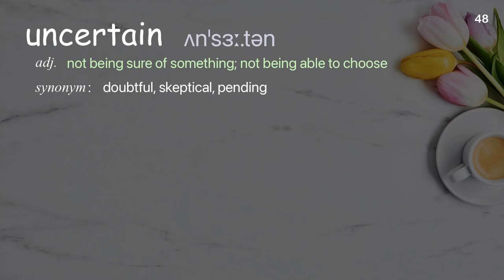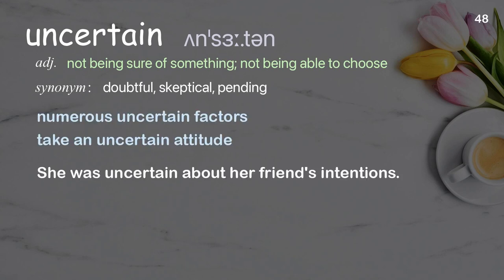Uncertain: not being sure of something, not being able to choose. Examples: numerous uncertain factors. Take an uncertain attitude. She was uncertain about her friend's intentions.